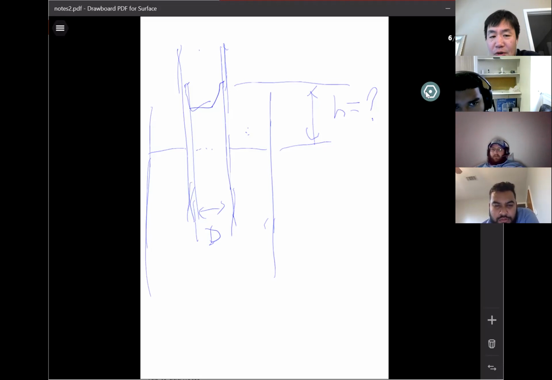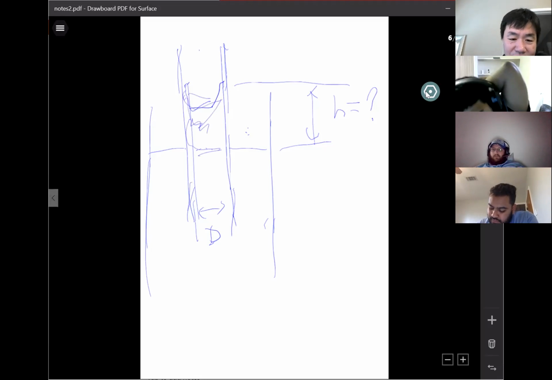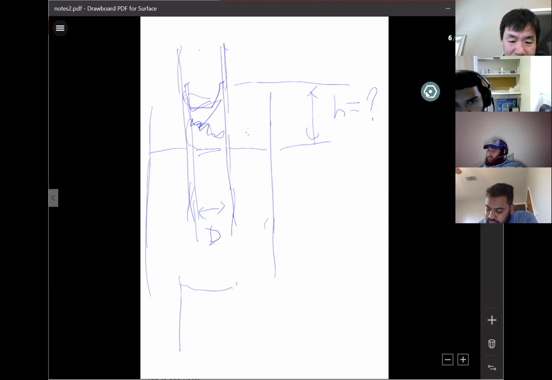To draw a free body diagram, you need to identify the body. For this problem, it's not that clear which body I'm going to draw my free body diagram on. I think I will draw this fluid on top of the surface. Okay, let's draw it again here. This is just part of the fluid.